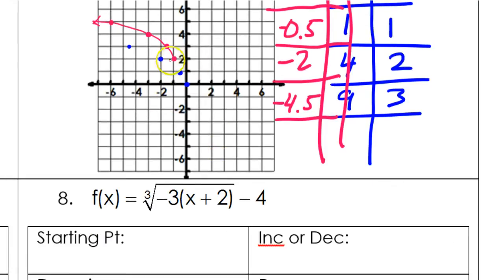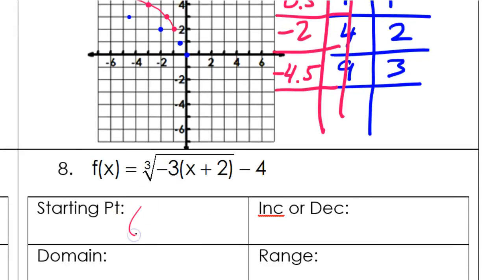What's the ordered pair for this starting point? -1. Just blurt it out. Go. -1, comma 2. So that's what's meant by the starting point. So -1, comma 2 is the starting point.